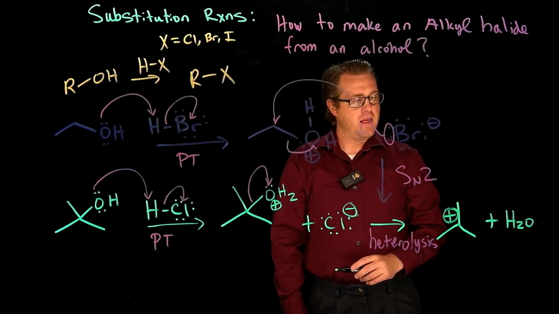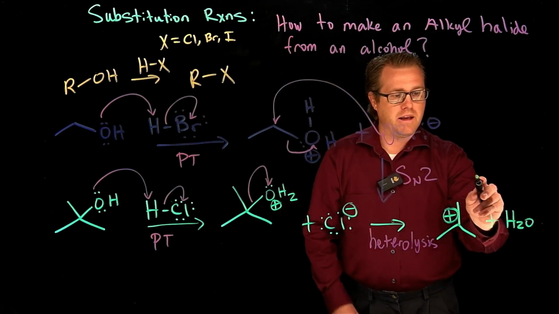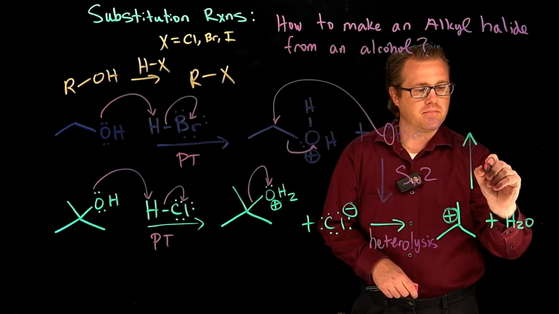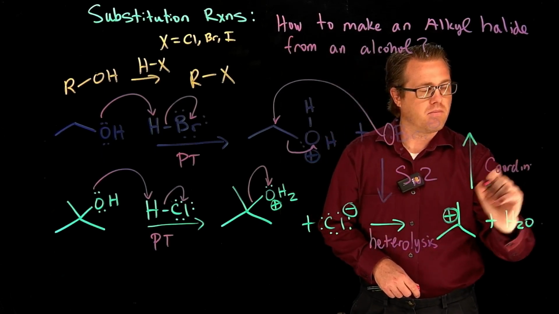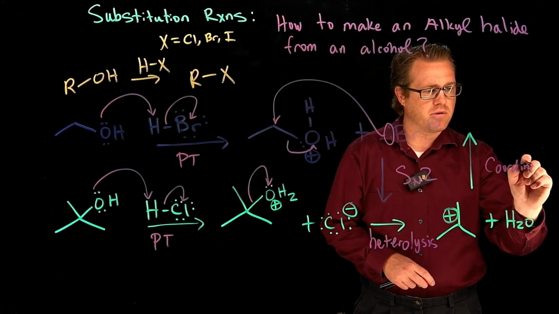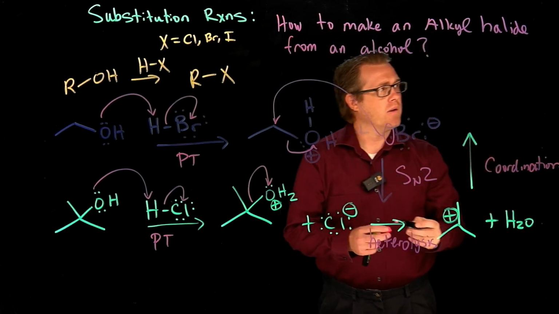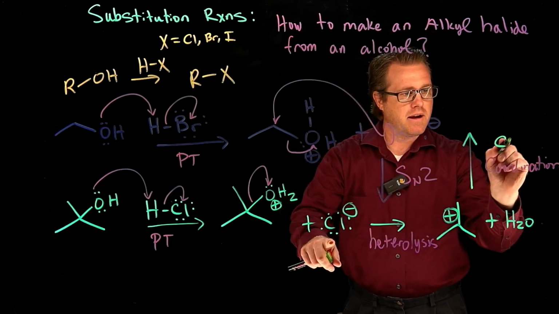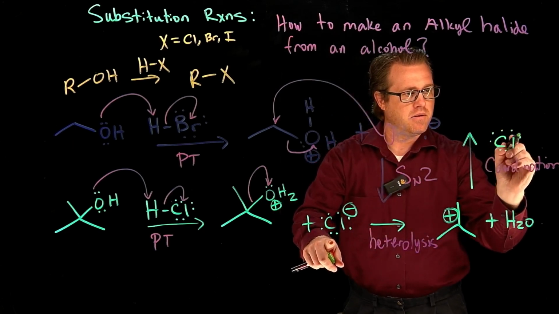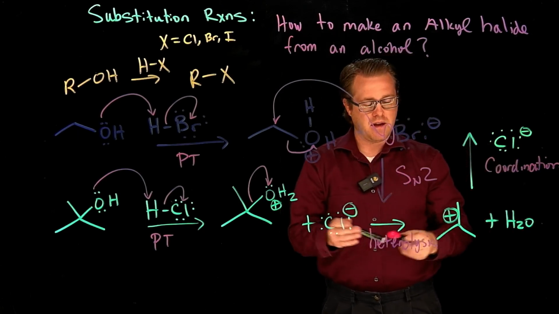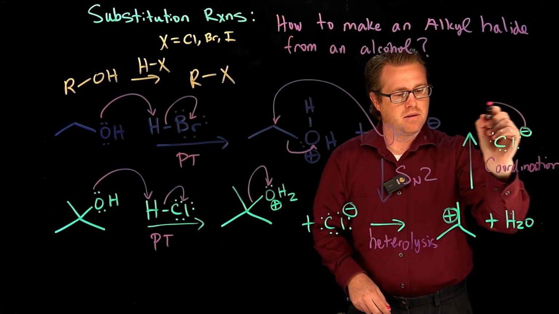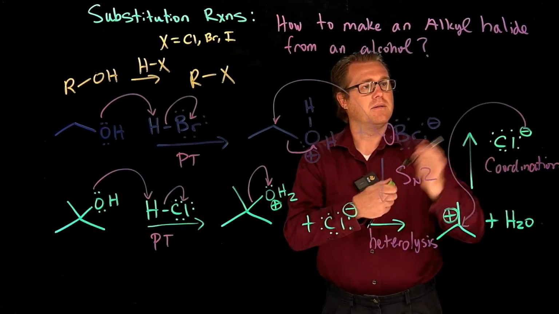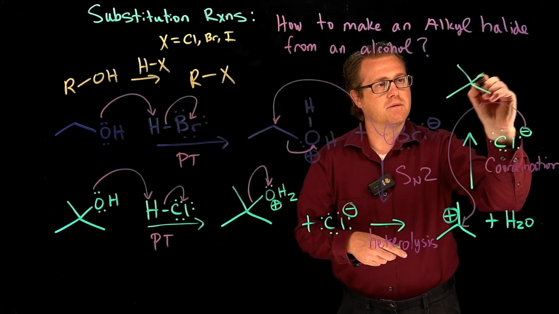All right. And now we can do the next step, which is the coordination step. I'm going to run out of room here. Coordination step. And so what do we have? We have chloride floating around. So that chloride then can come in like that to generate our product, which will look like this.